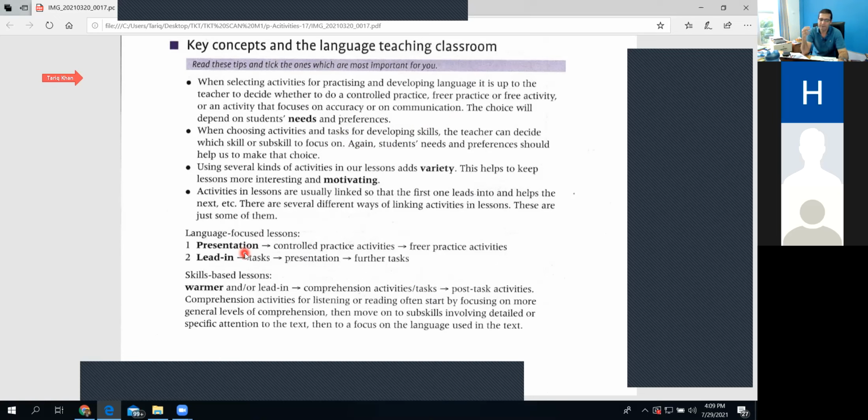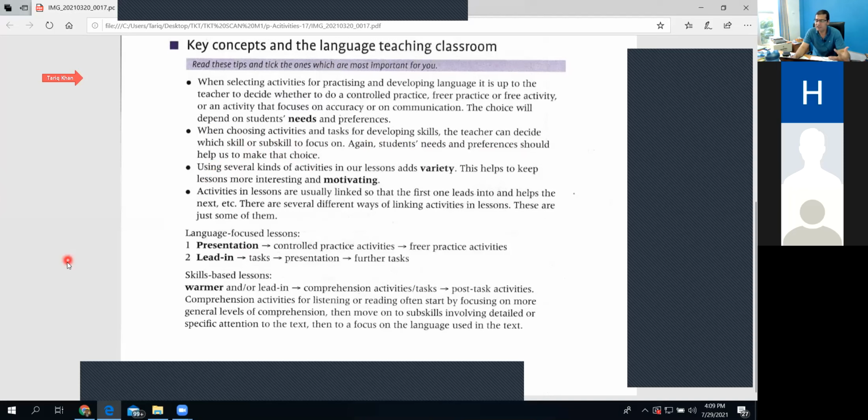Whether you do a free, freer or controlled activity depends. If you want more accuracy in the language, it is better to do a controlled one. But if you feel they can use the language somewhat, then you give freer activities. And if you feel they need to improve their fluency in communication, give free activities. When choosing activities and tasks for developing skills, the teacher can decide which skill and sub-skills to focus on. Again, students' needs and preferences should help us make that choice.